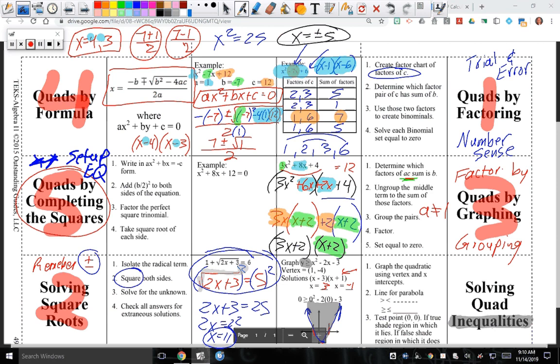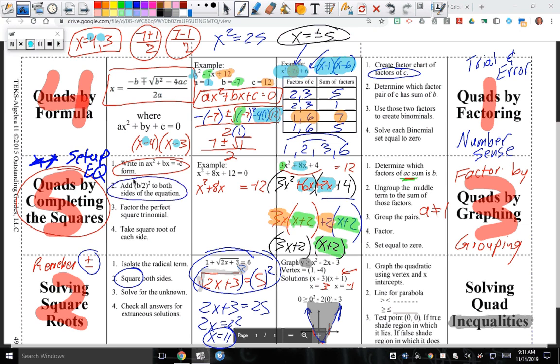Okay? Alright, so now the last one. The last one is completing the square. First of all, write it in form of ax squared plus bx is equal to a -c. All that means, guys, is get your x's all on one side. Get all of your x's on one side and move everything else to the right side. That's step 1.